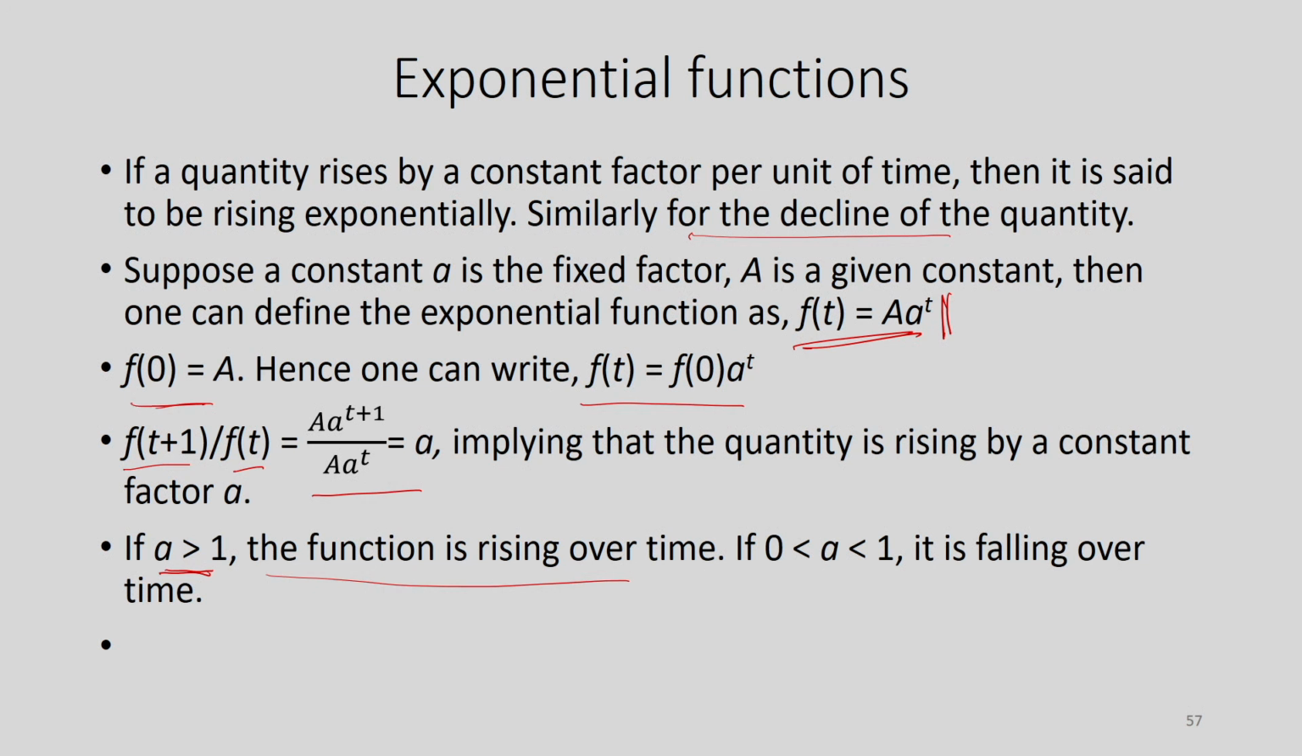On the other hand, if a is strictly less than 1 and suppose it is greater than 0, then it is falling over time. Think about this: a number is getting multiplied by 0.5. If you multiply any number by 0.5, then it becomes half of the number. And again if you multiply it by 0.5, it becomes 1/4. So, it is going down over time.